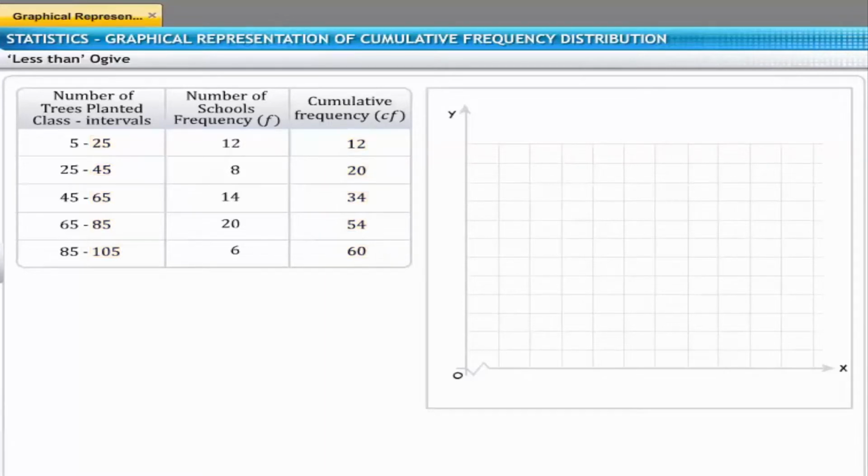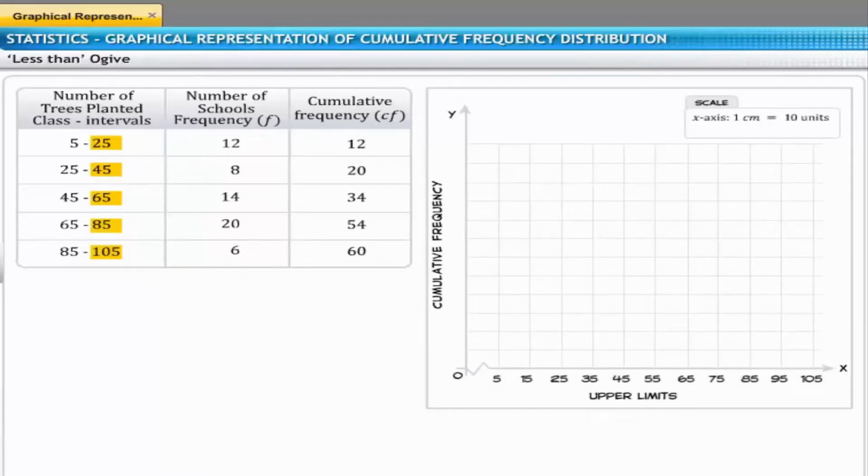We'll label the x-axis as upper limits of data or simply as upper limits. Next, label the y-axis as cumulative frequency. Next, we'll choose a scale to mark the upper class limits on the x-axis. Here, we'll take a scale of 1 centimeter equal to 10 units, which is equal to 10 trees planted. Next, we'll choose a suitable scale to mark reference points for cumulative frequency on the y-axis. Here we'll take a scale of 1 centimeter equal to 5 units, which is equal to 5 schools.